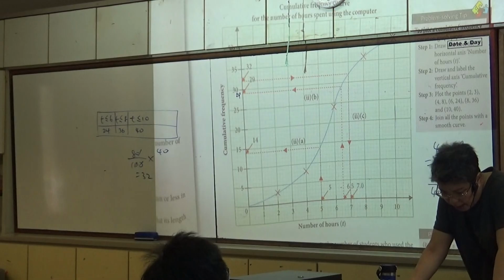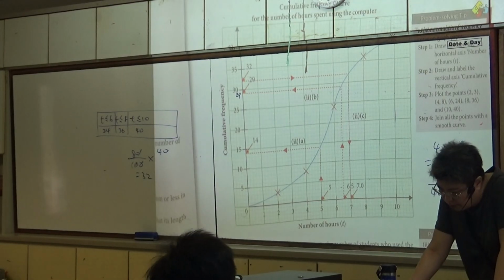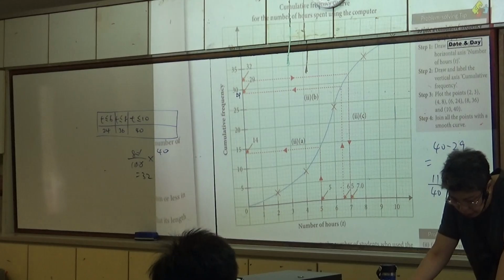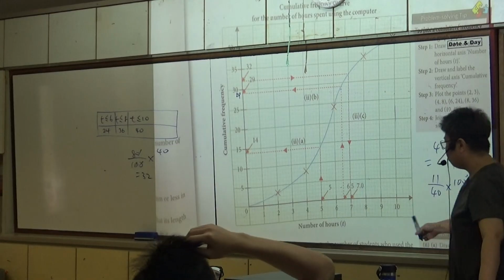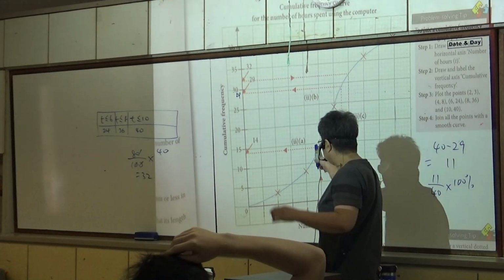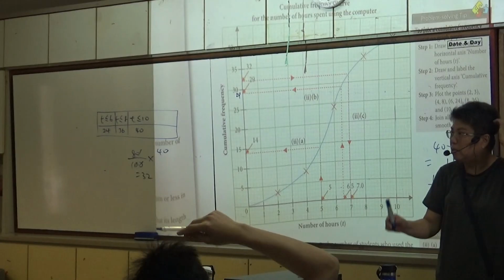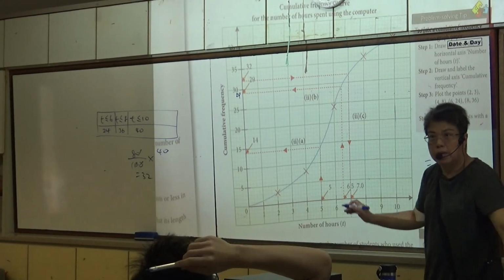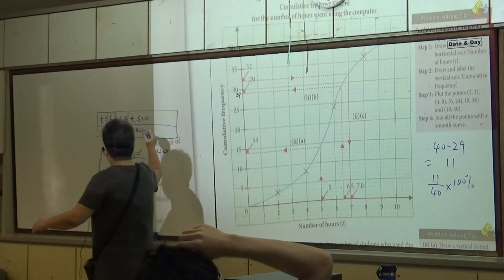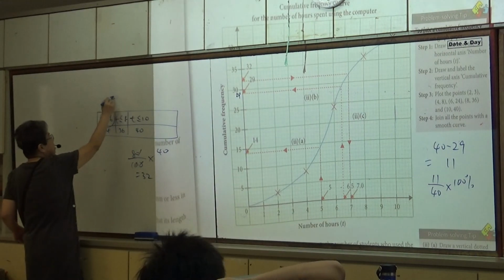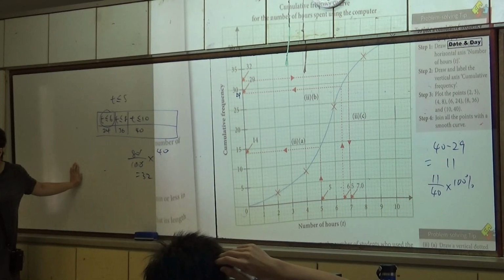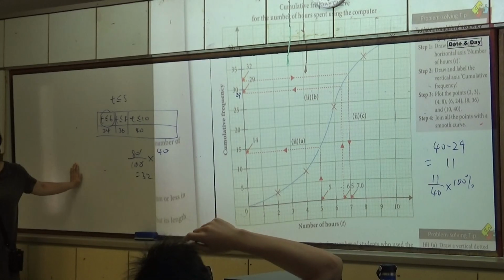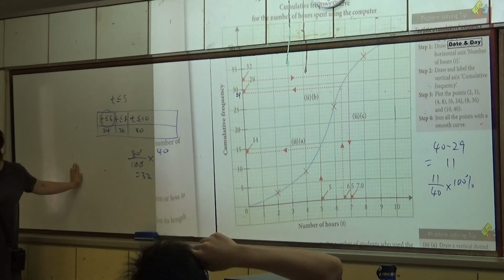Last one. Explain why it is not possible to state the number of students who use a computer for less than 5 hours. How come cannot get less than 5 hours? Because it includes the 5 hours. Can you look at this definition here? We must follow this. That means when we read the curve, it's less than or equals to 5. Okay, so can it be strictly less than 5? No, cannot. The 5 is also included.